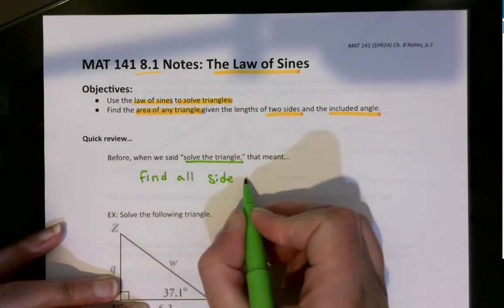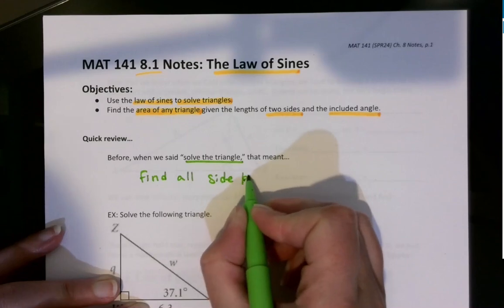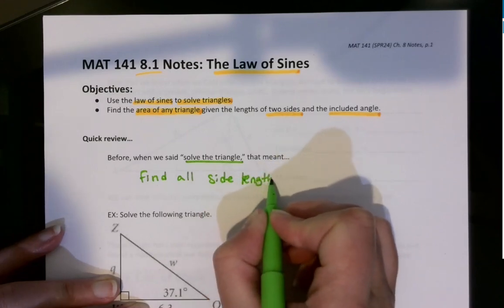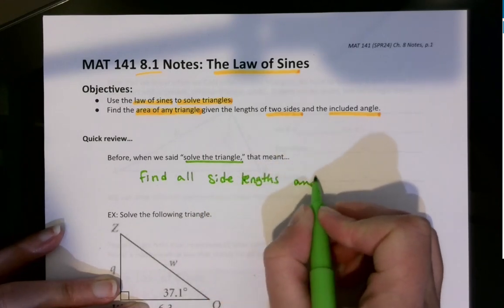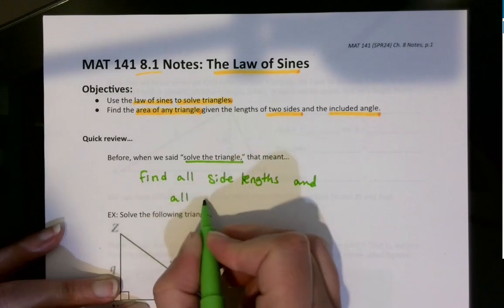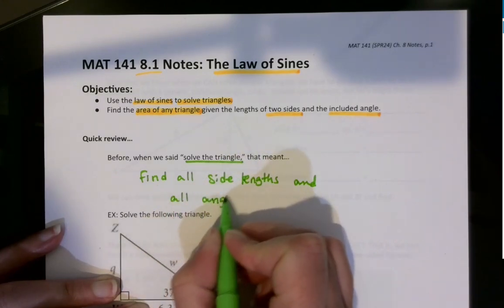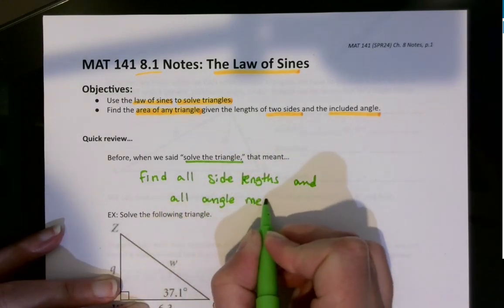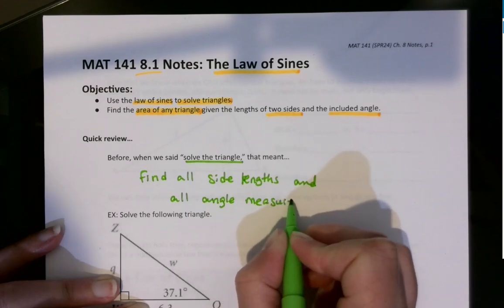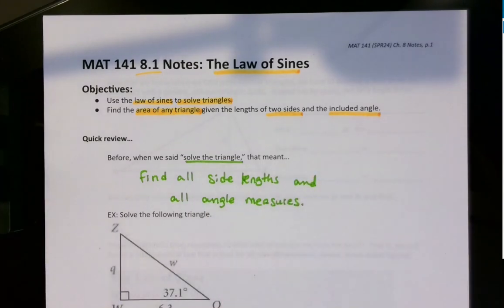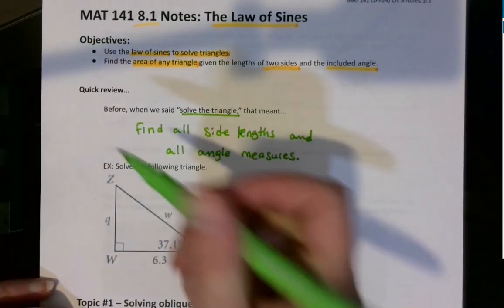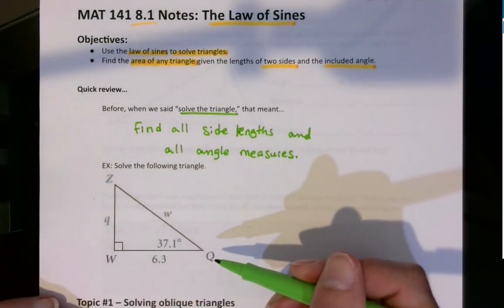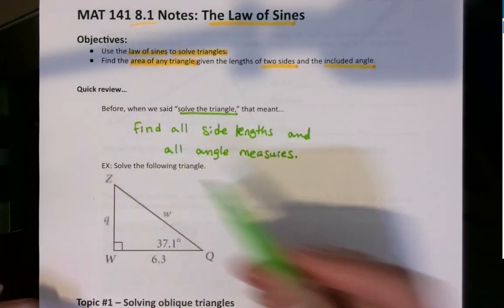So finding all side lengths and all angle measurements. It's still going to mean that same thing. We're going to look at an example from previous. This would have been in our chapter 6, and we're going to solve this triangle.